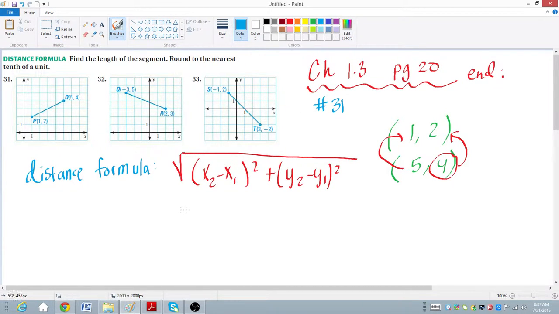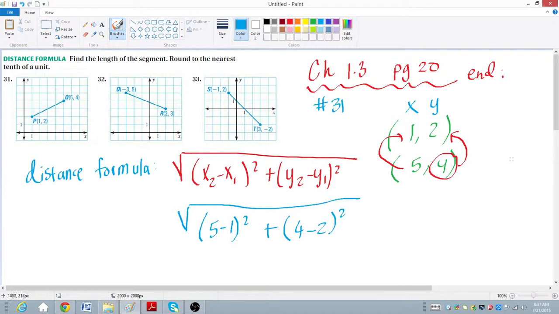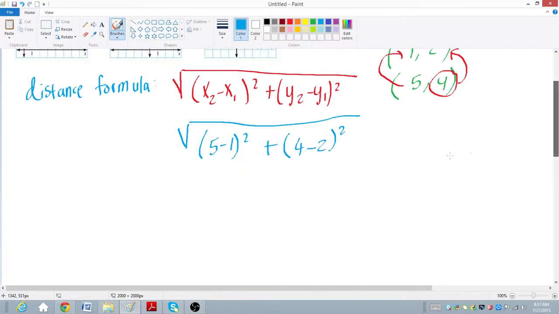So d equals the square root. All right, what is x2? Let's say this is the x and this is the y. So x2 is the bottom one. So 5 minus 1, 5 minus 1 squared, plus y2 minus y1. Well, this is the y, so 4 minus 2, 4 minus 2 squared. And then just finish solving it.